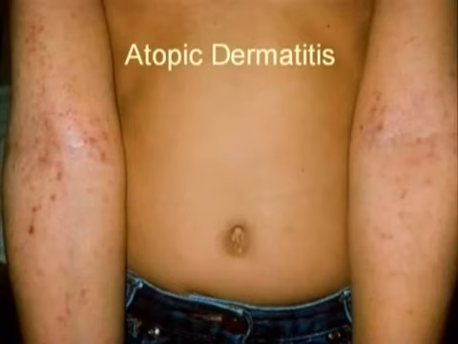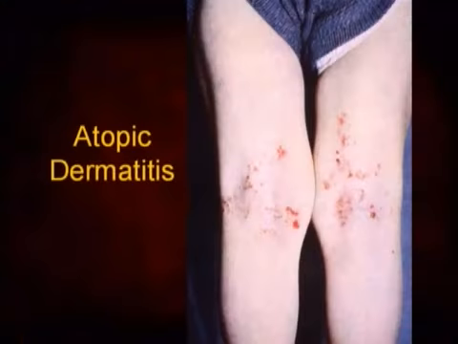Here again, a classic picture of the involvement of the antecubital fossa and sparing on the trunk in this patient. You can see erythematous, eczematous patches. You can imagine that this may have a little bit of crust right there on the surface, and maybe even some accentuation of the skin markings or lichenification, which is what occurs when patients have been chronically rubbing or scratching the skin. Here's another example, popliteal fossa.